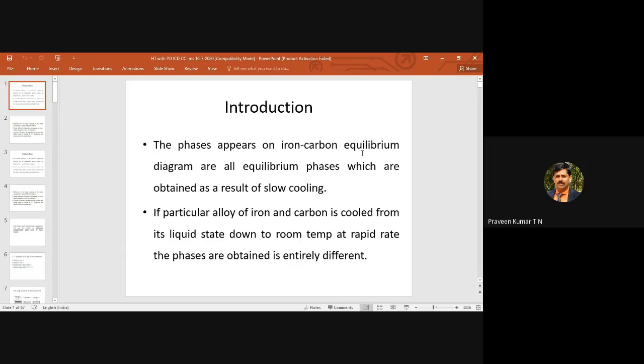It is a non-equilibrium process. To understand that, we have to study one more diagram, that is referred to as the cooling curve. It is also referred to as the temperature time transformation diagram. So the Y-axis represents temperature. Instead of composition on the X-axis, you write time, with respect to time, how the phase changes. That is very important.